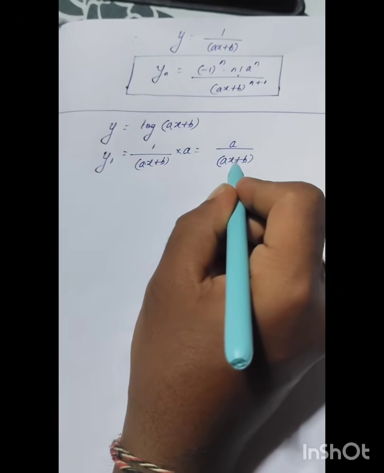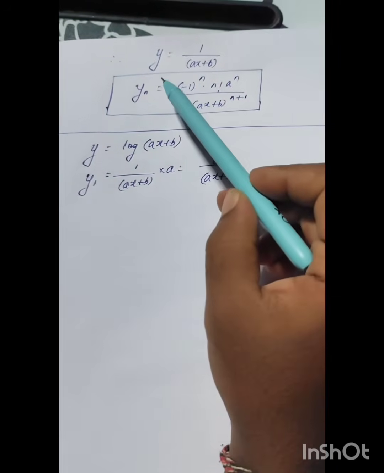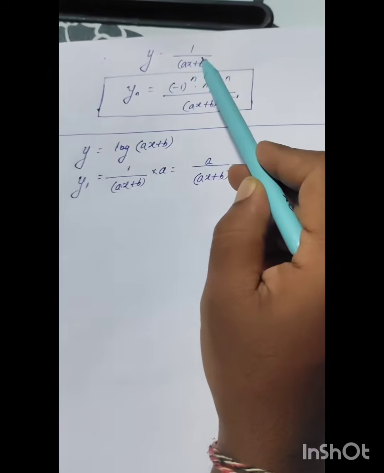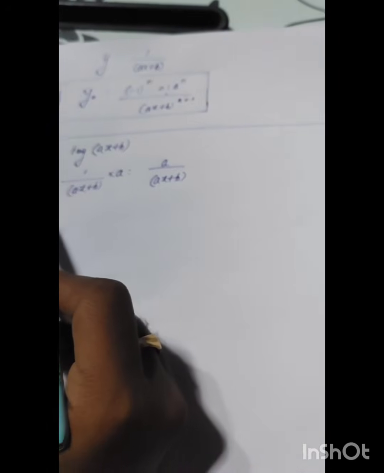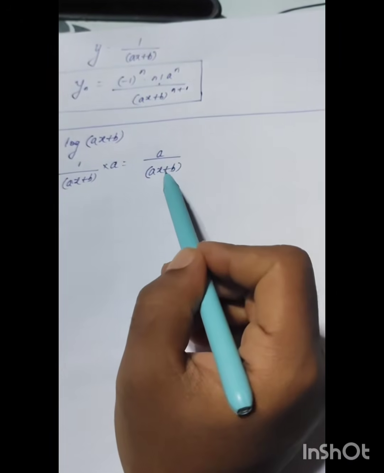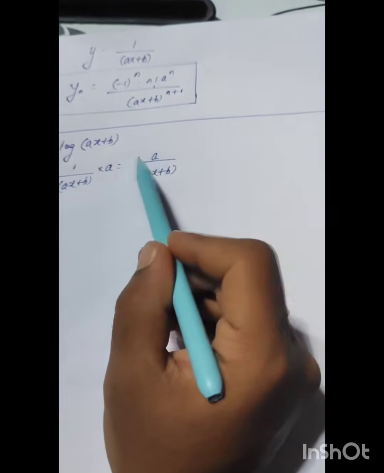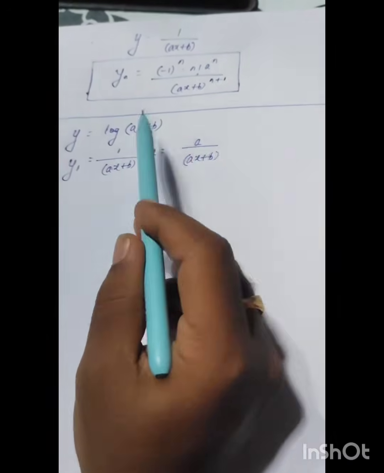So y1 will be equal to 1 over ax plus b. Just compare it with our previous result, that is y is equal to ax plus b. So yn will be this one, right? Now our y1, if you see here, a divided by ax plus b, a is a constant anyway. So y1 is nothing but our y already.